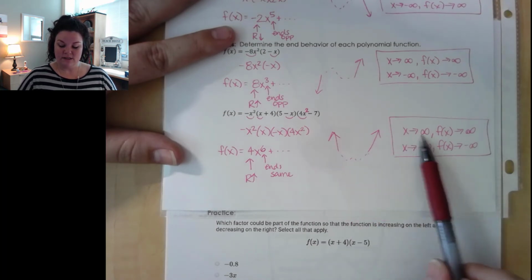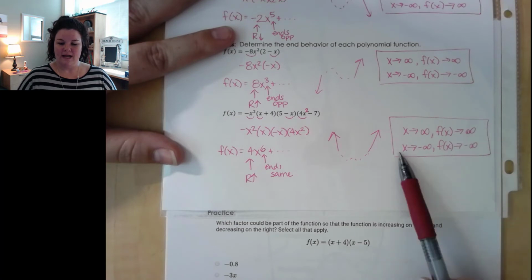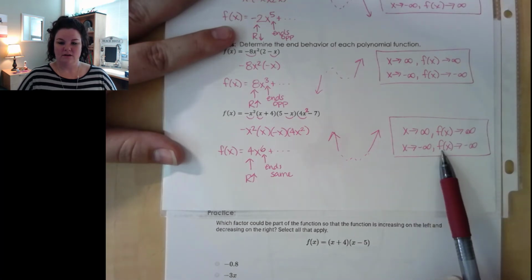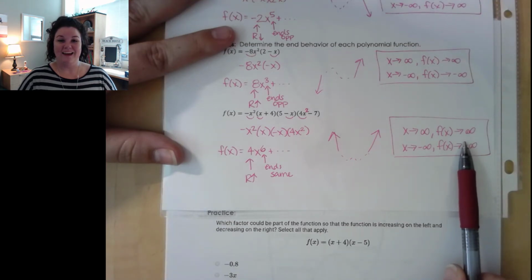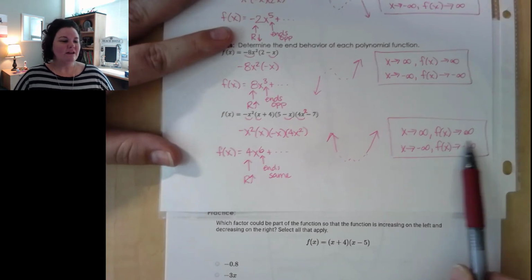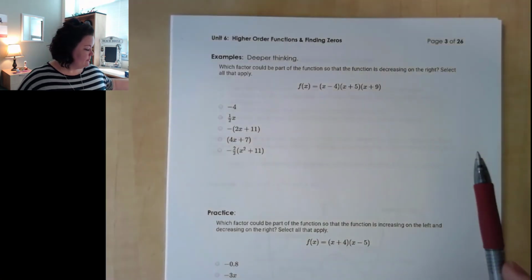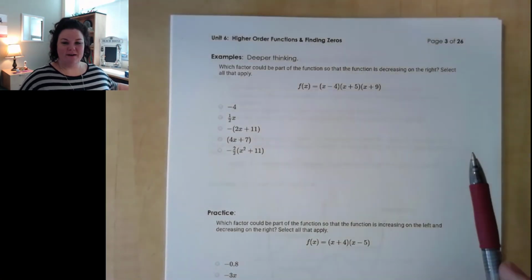So as x increases, so does y. As x decreases, oh, that's not correct. That should be a positive infinity. So pretend that's not there. There we go. So they both go up to positive infinity. Okay? All right, so I want to look at a couple examples of a little bit deeper thinking.